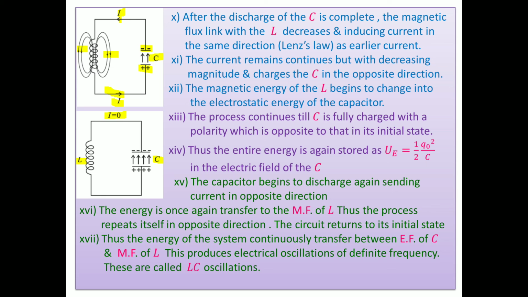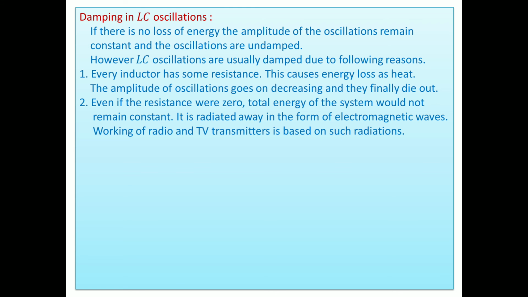Then, what are the drawbacks of LC oscillations? What is damping? If there is no loss of energy, under ideal conditions, the inductor has zero resistance. It is made up of a superconductor. A superconductor does not exist in practice; you know that at normal temperature, a superconductor does not exist.